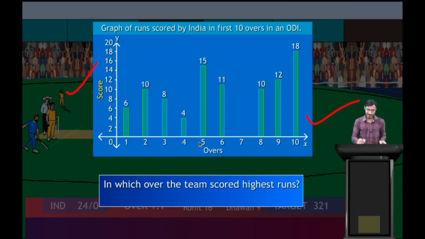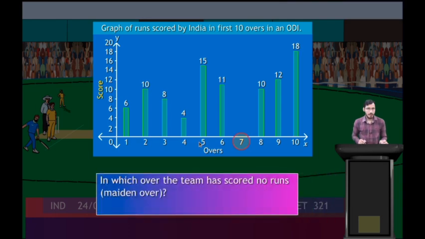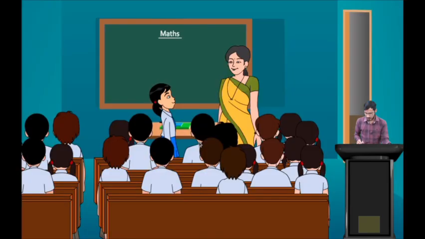Yes, so you can see the 10th over, and the height of the 10th over is 18. So that means 10th over. Now in which over the team has scored no runs, that means a maiden over? Here you can see the 7th over, the height of the 7th over is 0. That means 7th over, maiden over.